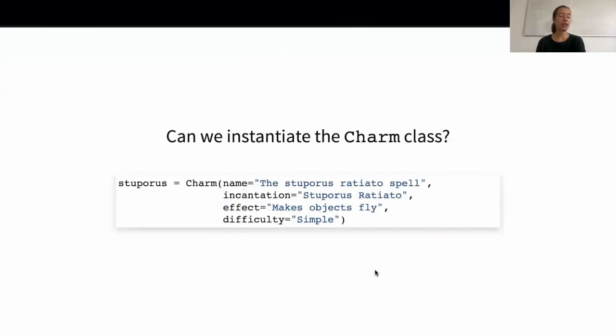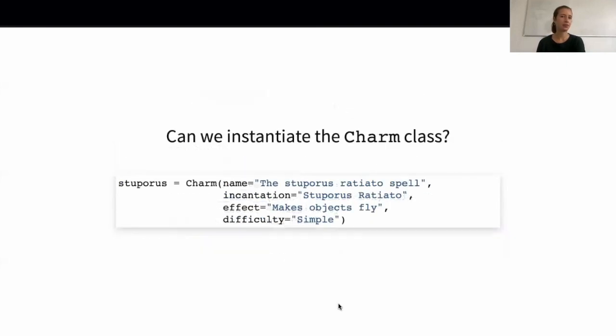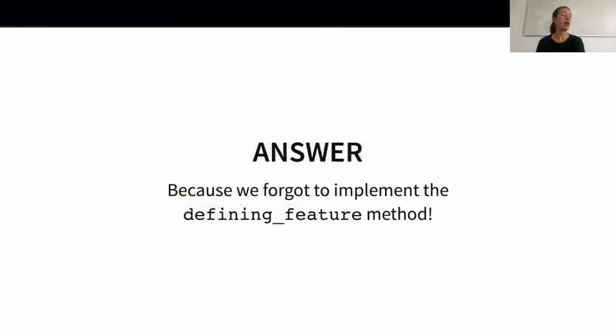So we saw that we cannot instantiate our base class Spell, which is what we wanted. So now we are trying to instantiate our subclass Charm. For this, we call the subclass Charm with the name, incantation, and so on. But wait, can we instantiate the class with its current implementation? Does that work? No, it does not work. It raises an error at instantiation time. But why is this the case? Because we forgot to implement the defining feature method.